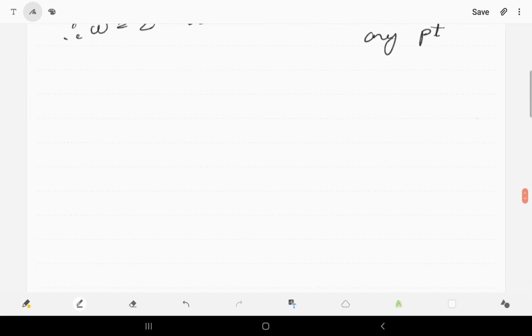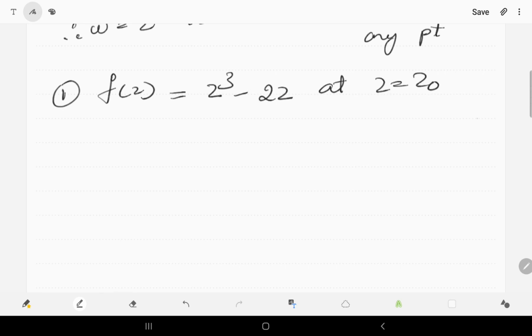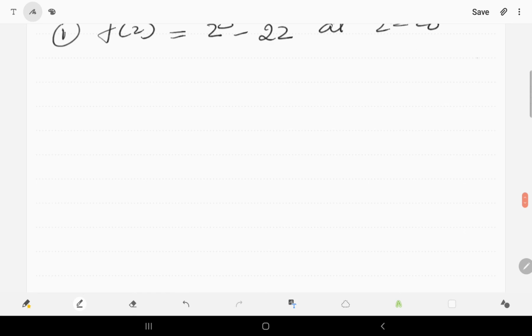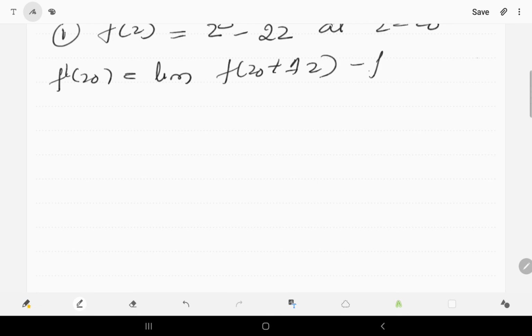Next, let us solve one example using the definition of the derivative of f of z. Find the derivative of f of z, that is z cube minus 2z, at z equal to z naught by using the definition of derivative. So by the definition, the derivative at z equal to z naught is given by f dash z naught is equal to limit of f of z naught plus delta z minus f of z naught divided by delta z.